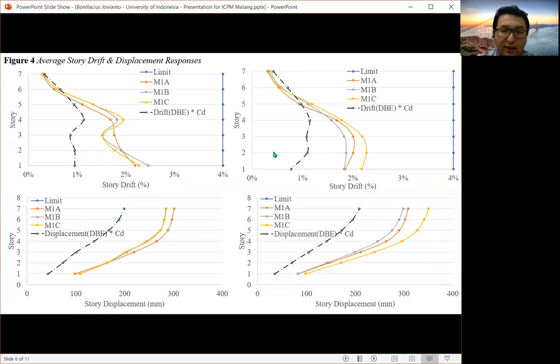In general, all the story drifts and displacements are below the 4% drift limit, but as can also be seen here, they far exceed the expected drift by the prescriptive code, ASCE 7-16.